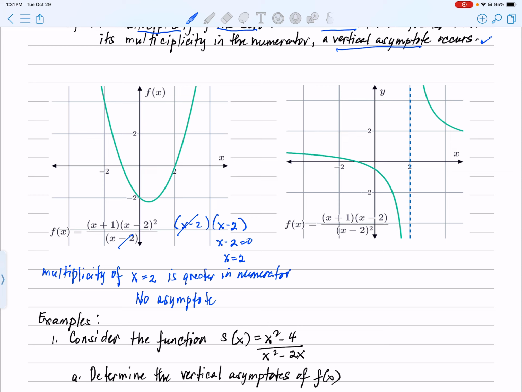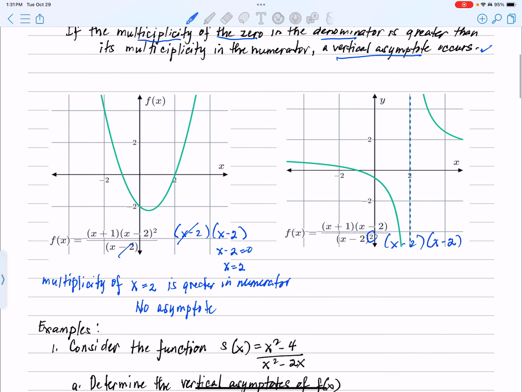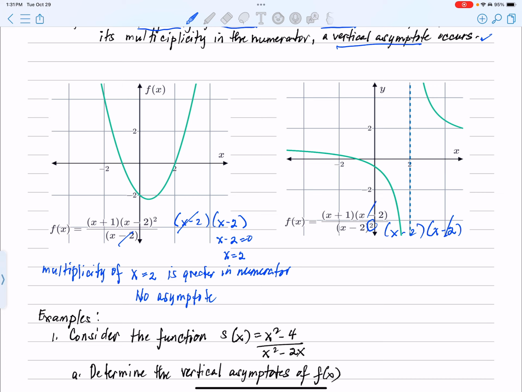Let's look at the second graph here. f of x is equal to x plus 1 times x minus 2 over x minus 2 squared. Look at the multiplicity in the denominator. This time, the multiplicity in the denominator is greater than in the numerator. When we cancel that out, there is still one x minus 2 in the denominator. So the multiplicity of x equals 2 is greater in the denominator. Therefore, there is a vertical asymptote.